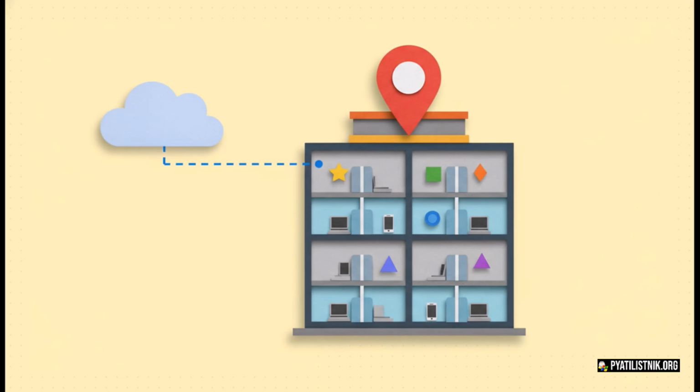All right, let's go back to that office building analogy. The whole building has one main street address, right? That's your public IP. It's the single address the outside world sees, and it's given to you by your internet service provider.